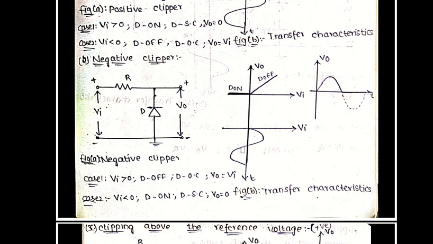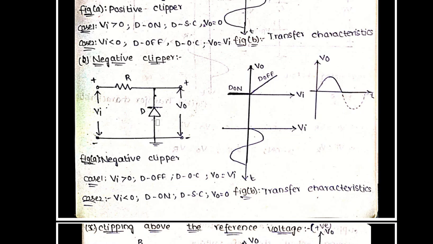Now coming to the negative cycle of the input signal, that is for Vi less than 0, from 0 to minus 5 volts and minus 5 volts to 0 volts. Take any voltage, I will take minus 2 volts as an input. That minus 2 volts is applied to the cathode of the diode. The voltage at the anode is 0 volts because it is directly connected to the ground. That means the cathode has minus 2 volts, anode has 0 volts.